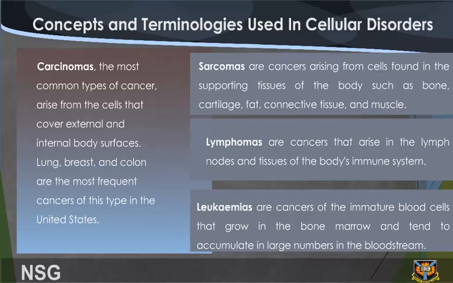Lymphomas are cancers that arise in the lymph nodes and tissues of the body's immune system. Leukemias are cancers of the immature blood cells that grow in the bone marrow and tend to accumulate in large numbers in the bloodstream.